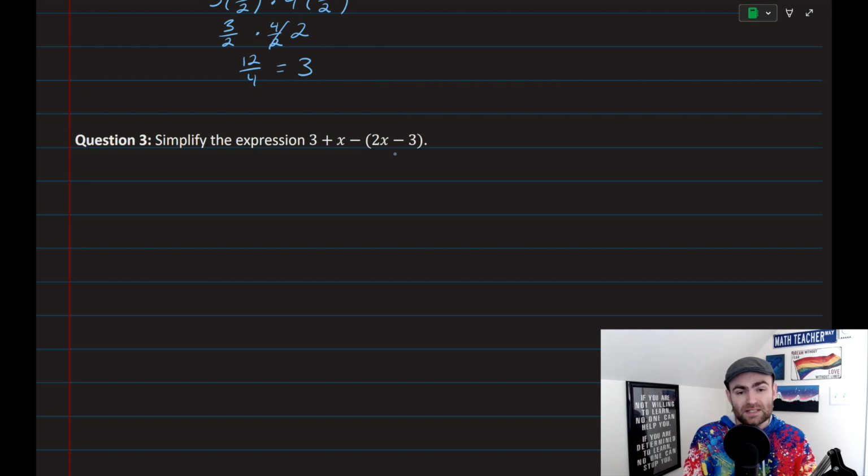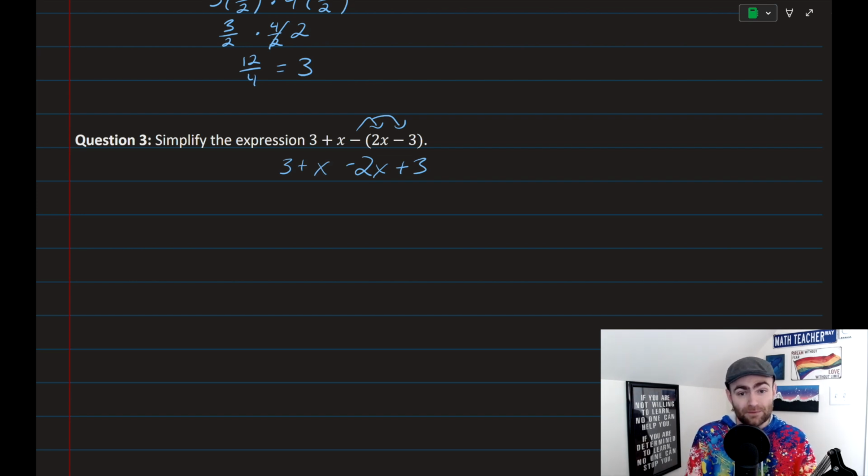Now, if you have parentheses, it's good to think about why the parentheses are there. In this case, we're subtracting the whole quantity within. So we're going to distribute that subtraction. The 2x is going to get it, and the negative 3 is going to get it. Subtracting 2x is really easy. That's minus 2x. Subtracting a negative, that's just addition. So we have plus 3. Everything else just drops down and stays exactly the same.